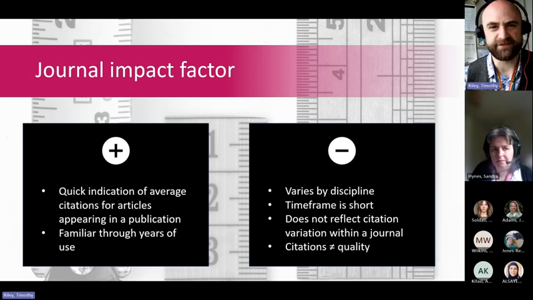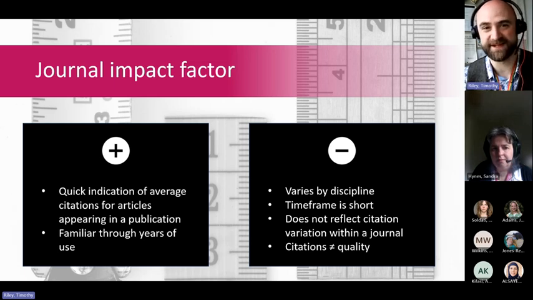But again, it's a fairly crude measure, and there are issues with the journal impact factor. Some of them may be quite obvious, some of them may be less so. Again, it varies greatly by discipline because it's based on citations, and it's going to vary depending on what your subject area is. You'll notice as well it was looking at a 2-year time frame for calculating that figure, which is fairly short of a time frame, really.